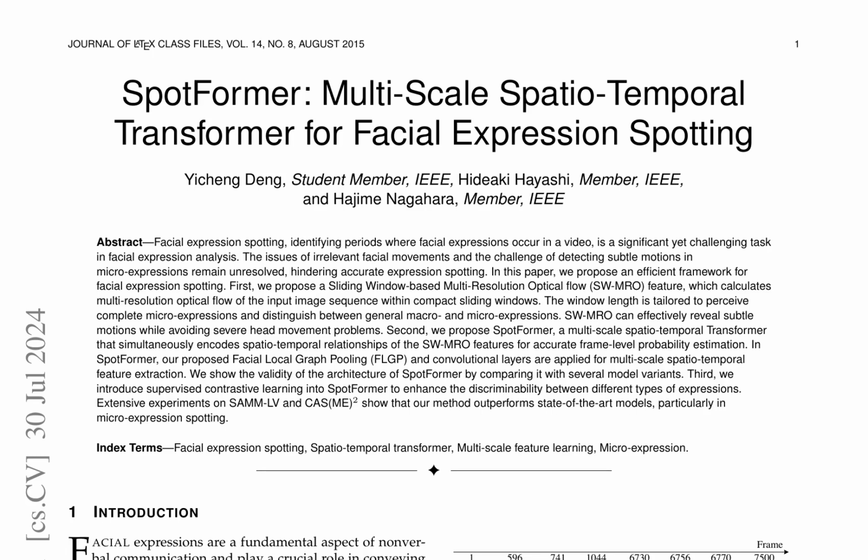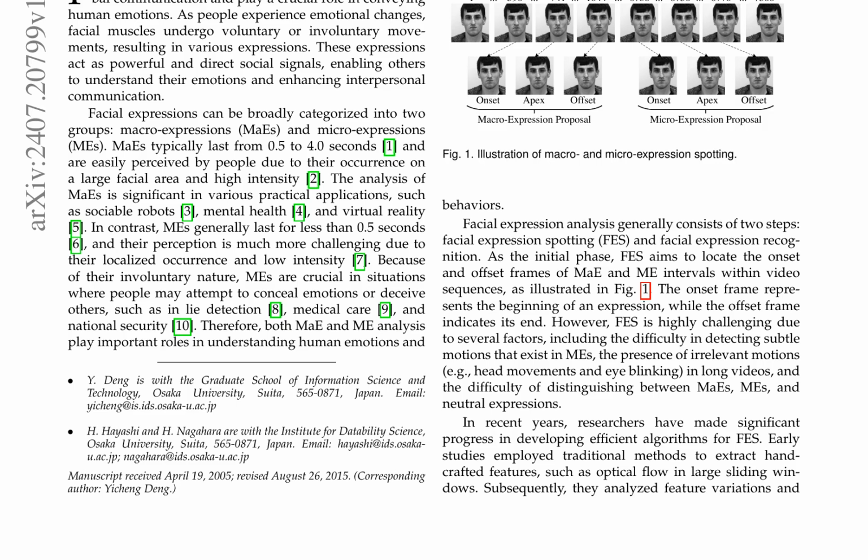The framework consists of three components. First, a sliding window-based multi-resolution optical flow (SW-MRO) feature is proposed to amplify motion information while mitigating head movement problems. The window length is tailored to perceive complete micro-expressions and distinguish between macro and micro-expressions.